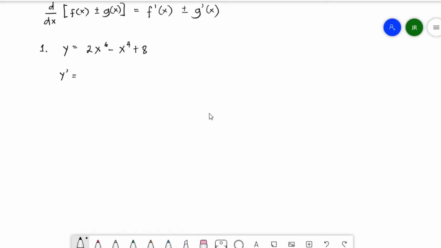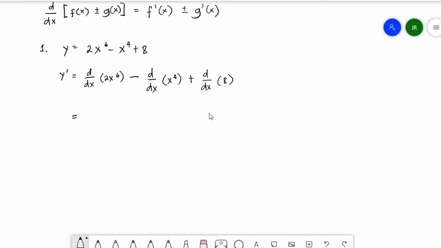So kunin ang derivative ni 2x raised to 6. Copy the operation subtraction. Derivative ni second term, which is derivative of x to the 4th power with respect to x. Then plus, copy the operation ulit, addition. The derivative of the third term, which is 8, so derivative of 8 with respect to x. Now perform lang natin yung operations. Kunin ang derivative ng bawat isang term.